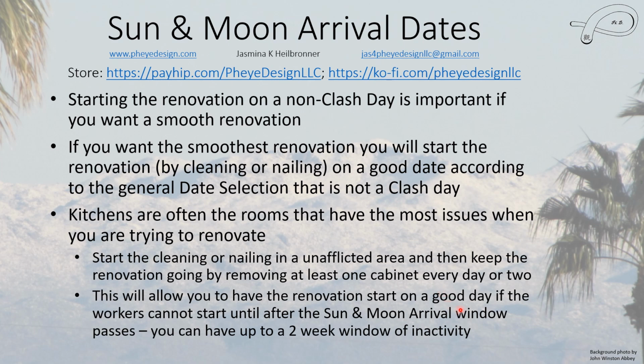Now, this will allow you to have the renovation start on a good day, even if the workers can't arrive within that sun and moon arrival date. And you can have up to 2 weeks of inactivity in that area, but preferably you have enough cabinets that removing them one every couple days will give you enough time until the workers come and really start doing the construction. So this is a way to get around some of these windows. But this really only works in the kitchen because you have numerous kitchen cabinets.